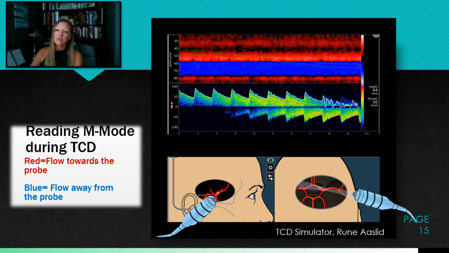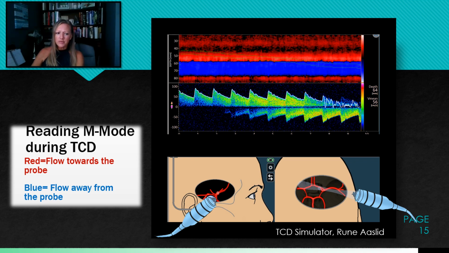MCA-ACA bifurcation. So that blood flow in red in M mode is coming towards the probe. It is above the baseline in the spectrogram. Once we meet the MCA and ACA, we have flow above and below the baseline. The blue is blood flow going away from the probe and below the baseline in the spectrogram. So we're getting the MCA-ACA bifurcation here around 60. When we travel deeper, we are isolating the ACA alone, and that is why the spectrogram is fading on the MCA and becoming stronger on the ACA.